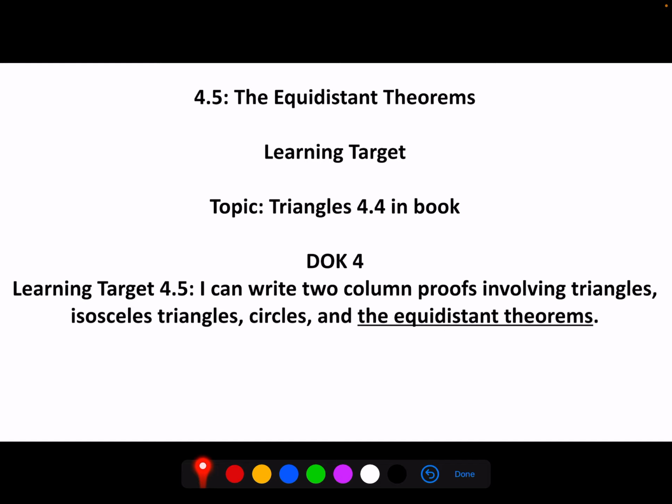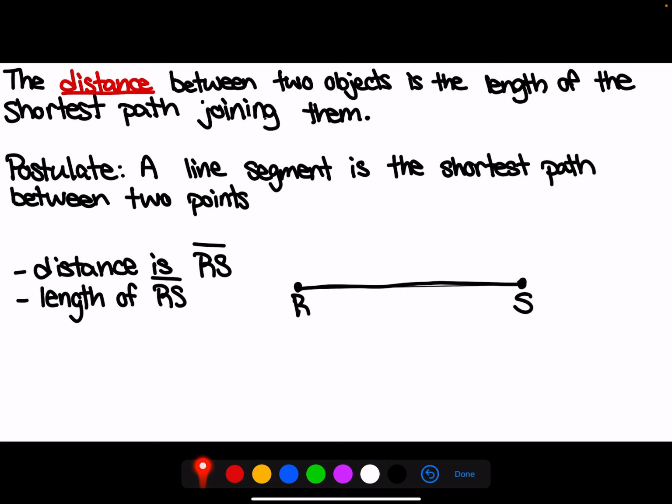So first off, some basic definitions that we've talked about in the past, but good to know still. The distance between two objects is the length of the shortest path joining them. So if we have 2 points, the shortest path between those 2 points is a straight line, which is all this postulate's saying. The shortest distance between 2 points is a straight line.